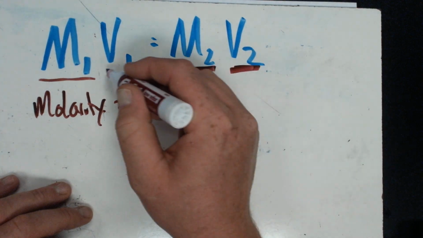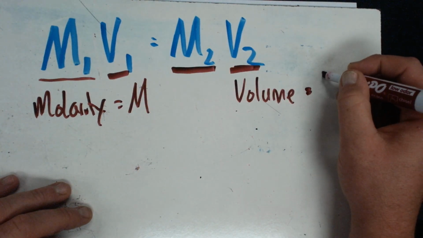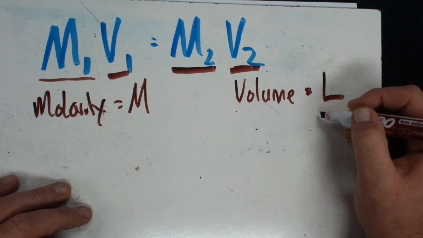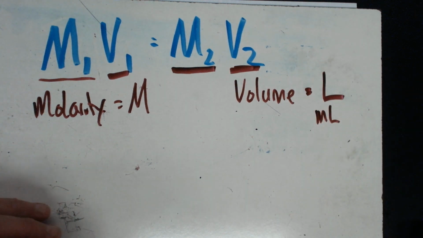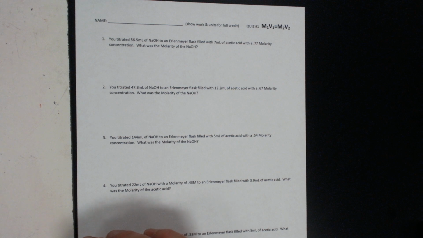Then our V's, okay, this is volume. The unit we use for volume is liter. Most times we'll be dealing with milliliters. So you can use that to help you pick out what you'll be missing or what variable goes where. So we're just going to jump in and work two examples from the first practice sheet that we'll be doing today.